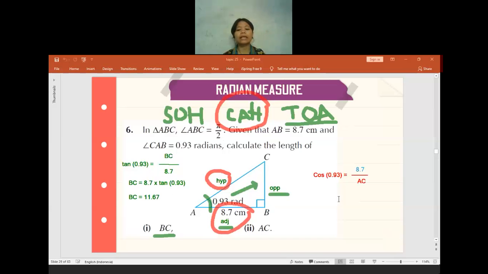Okay, so for the AC, how do we find the AC? 8.7 divided by cos 0.93. How many will it be? 14.55.